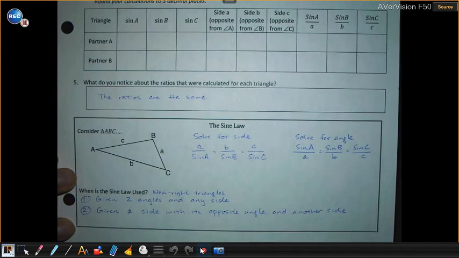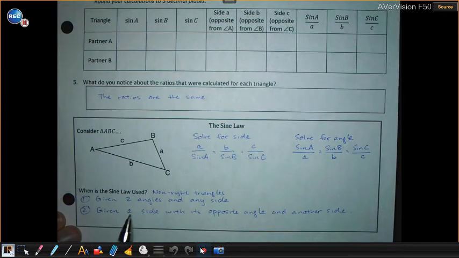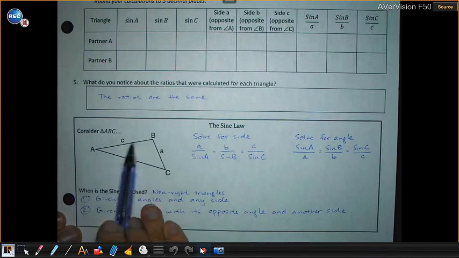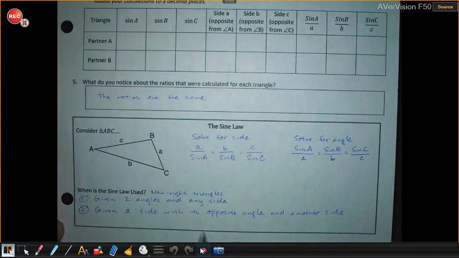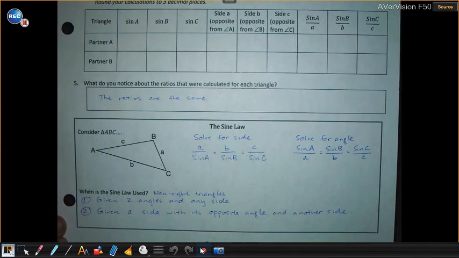So this is for non-right triangles. Again, we use the sine law for non-right triangles, and we use it when two angles and any side are given, or we're given one side and its opposite angle and another side. And then we're going to go through two examples to demonstrate how to use the sine law to solve for an unknown side or an unknown angle.